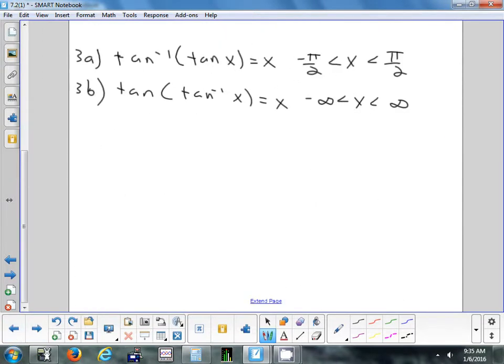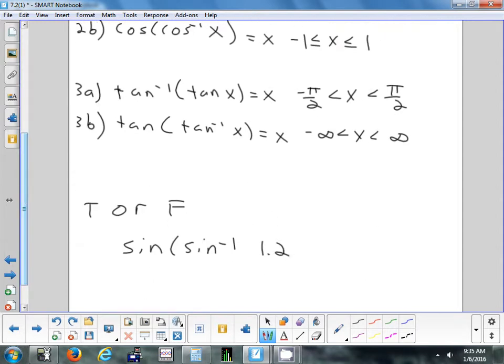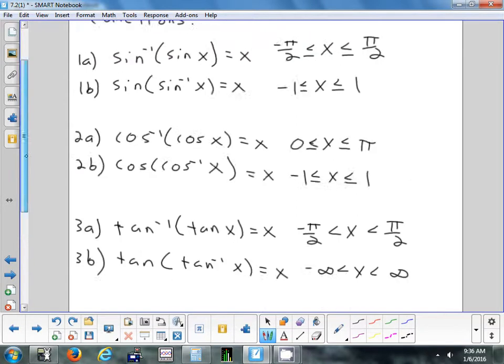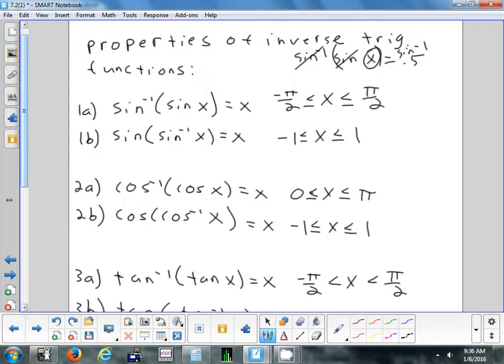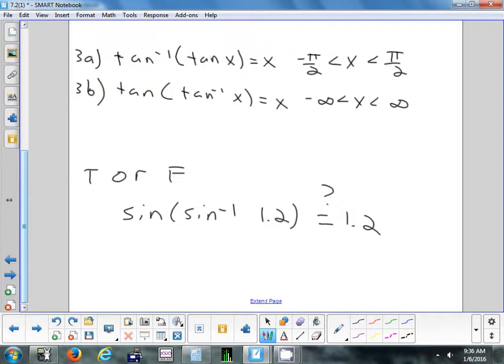Okay, so a sample question you might see on the test. I might say true or false. The sine of the inverse sine of 1.2 equals 1.2. Okay, so go back up, find the formula where sine is on the outside, inverse is on the inside. Look at what it has to be between. So that's between -1 and 1. Is that between -1 and 1? No. No, this is false. Is that the basic question what it's going to be like? Yeah, it would be something like that.